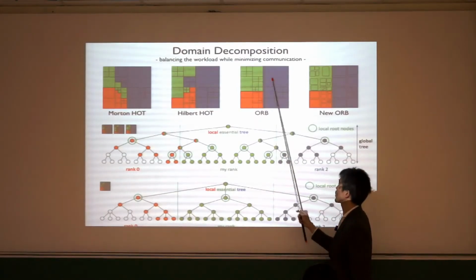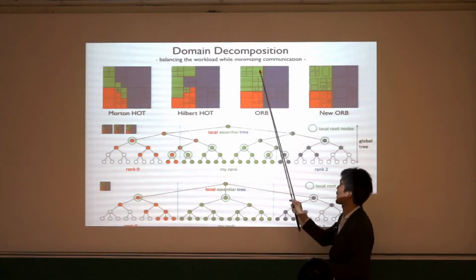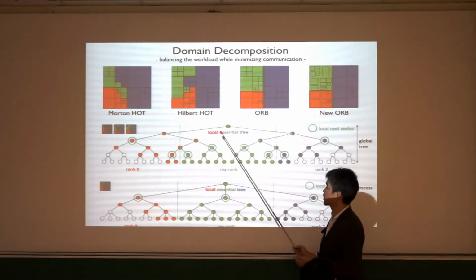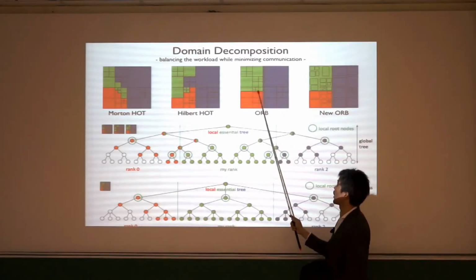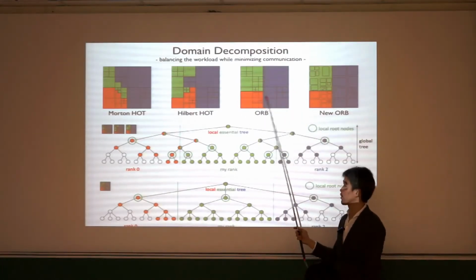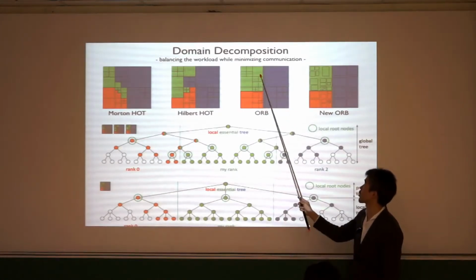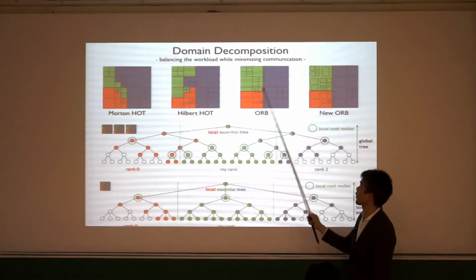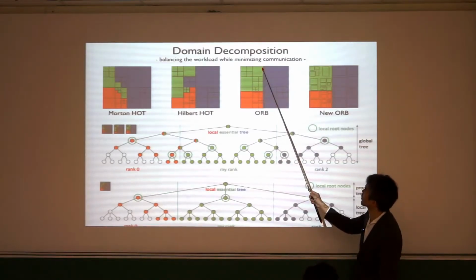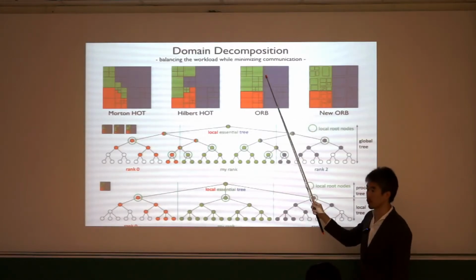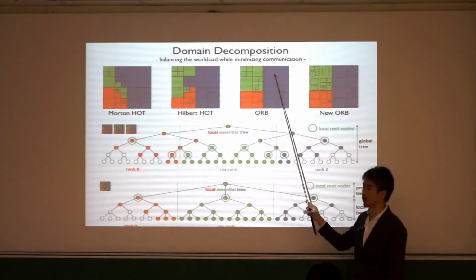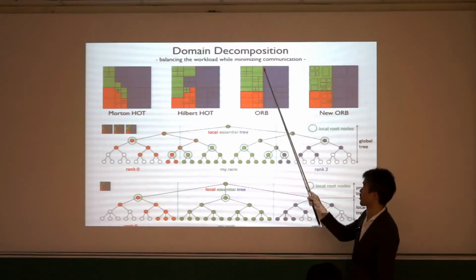But in the end, this is not following a space-filling curve. It's trying to balance the total number of particles in each domain. But since the calculation load is somewhat proportional to the number of particles in your domain, you can get a good balance with even this one as well. The problem is it doesn't align well with the underlying tree structure. See that this part here, the underlying tree structure has this big box here, but this sits on both the green rank and the blue rank. So potentially you might have a lot of communication if you use this kind of partitioning with the tree structure.